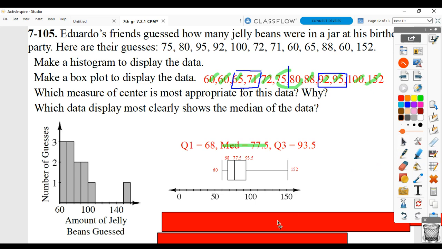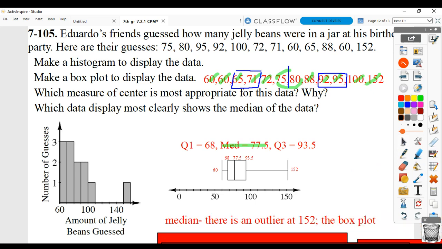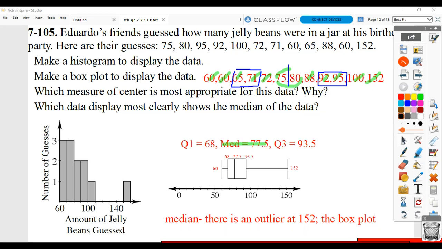As far as the last parts go, the median would be the best way to show the measure of center because there's this outlier at 152. It's a much bigger value than the previous values. And then, which one shows the median the best? Of course, the box plot does.